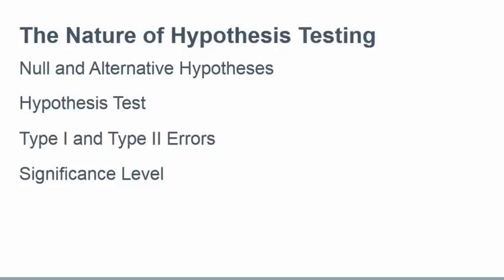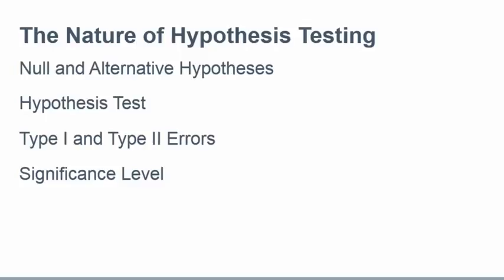To recap the section, the nature of hypothesis testing, null and alternative hypothesis. H0 represents the null hypothesis. Ha represents the alternative hypothesis. The null hypothesis is always equal to, and the alternative hypothesis can be less than, greater than, or not equal to. The alternative hypothesis also decides if we have a left-tailed, right-tailed, or two-tailed test.